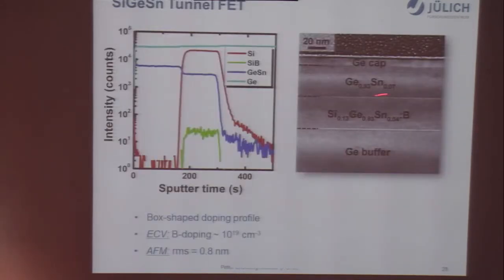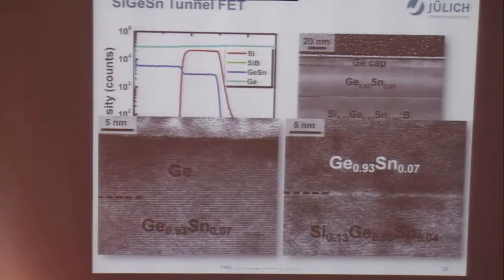And we also do the growth of this heterostructure, silicon germanium tin with boron doping. It is in situ doped, and here it also shows again that the boron is doped only in the silicon germanium tin. The high resolution TEM shows that the top germanium layer and also the silicon germanium layer are very nice with single crystalline quality, and the interface is also very nice. And here we show the lower interface, the germanium tin to silicon germanium tin. So it's also quite nice.